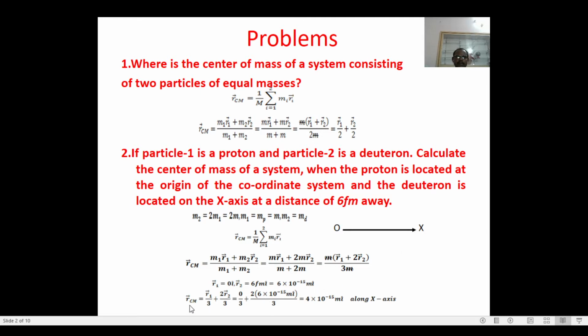Now the center of mass is equal to r1 vector divided by 3 plus 2 r2 vector divided by 3, which is equal to the position vector of proton, 0, divided by 3 plus the position vector of deuteron, 2 divided by 3 into 6 Fermi i cap, which is equal to 3 1s are 3, 3 2s are 6, 2 2s are 4, which is equal to 4 into 10 power minus 15 meter along the x-axis.